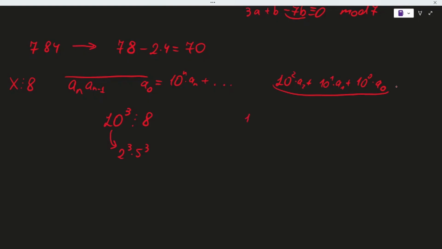Once again, we can check that 1224, this number will be a multiple of 8. So we just need to look at the last 3 digits. So 224 must be divisible by 8. And if we see the divisibility property, this will be 28.